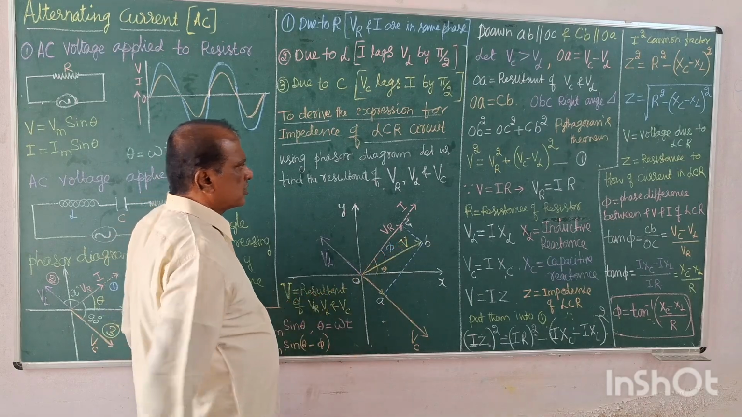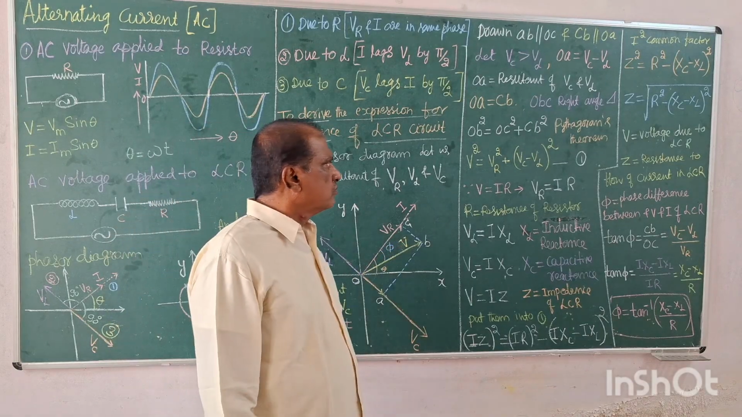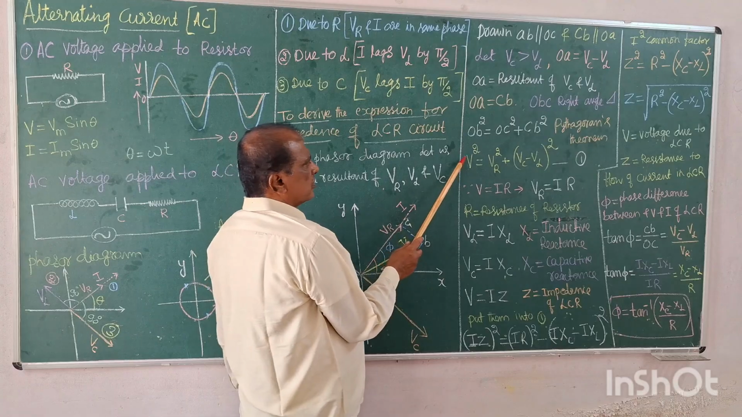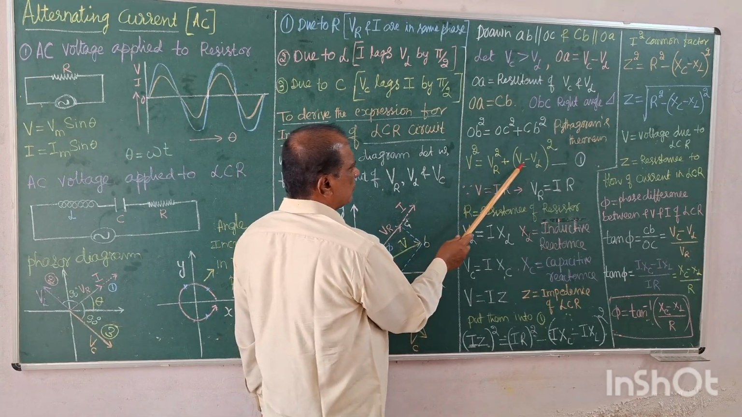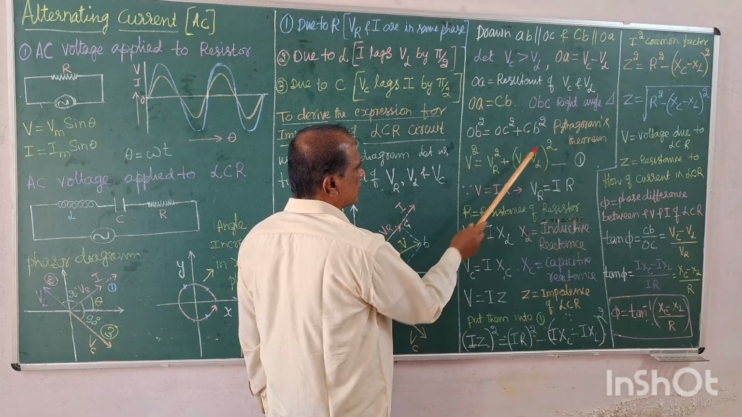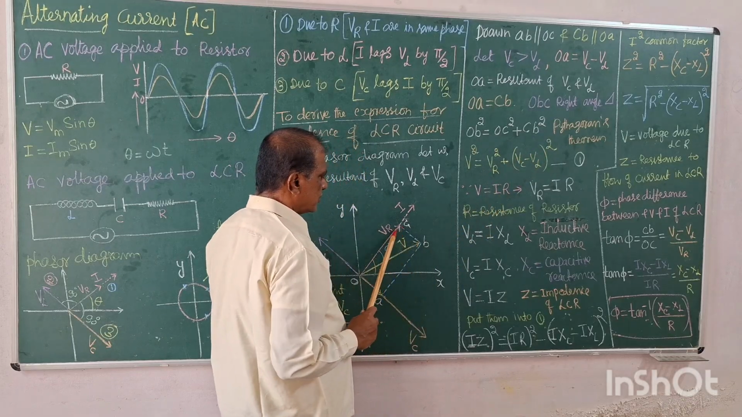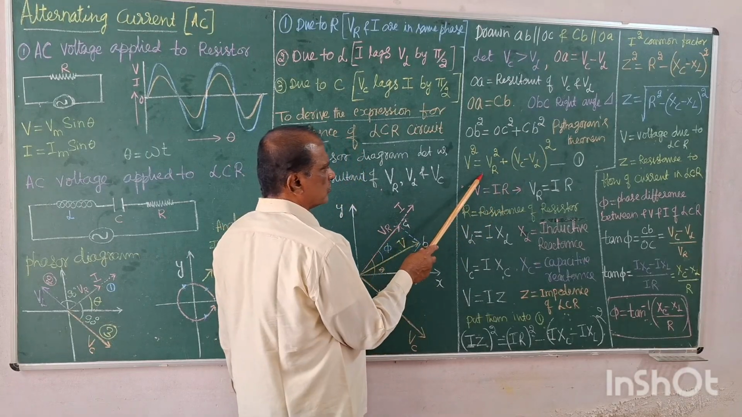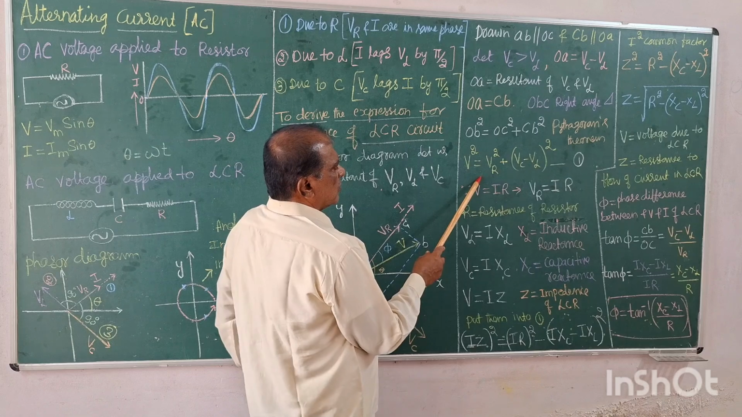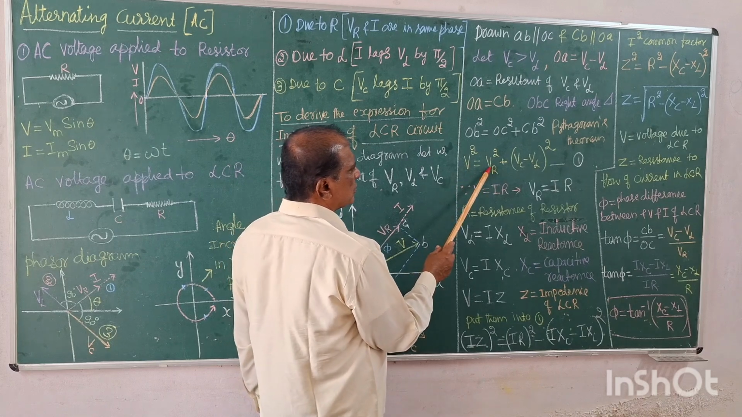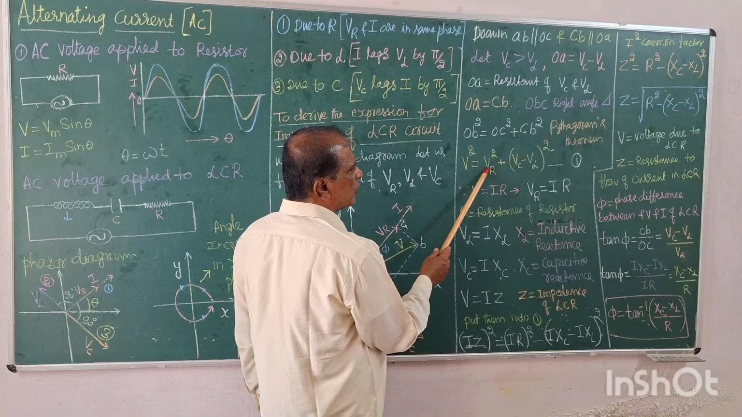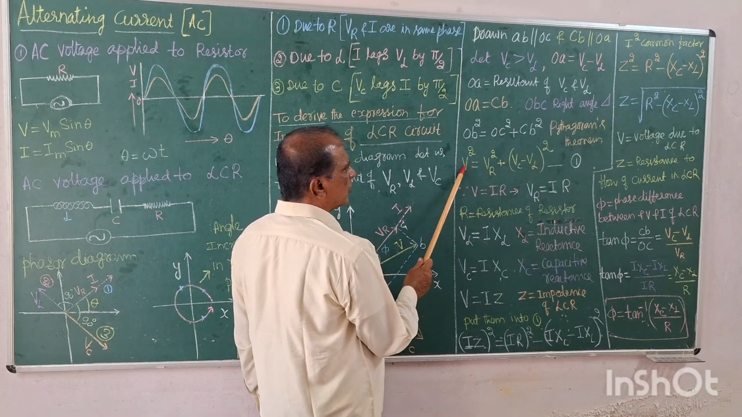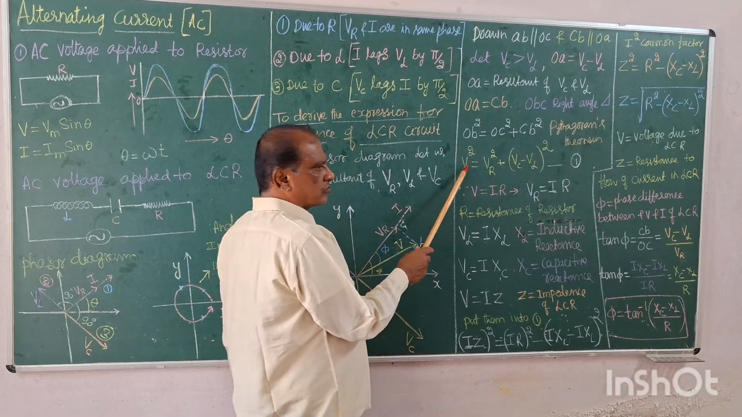Apply Pythagoras theorem. Pythagoras theorem is, that is V square is equal to VR square plus VC minus VL whole square. That is the sum of the squares. This is the equation in the form of voltage, using the peak values of the individual components of the LCR circuit.